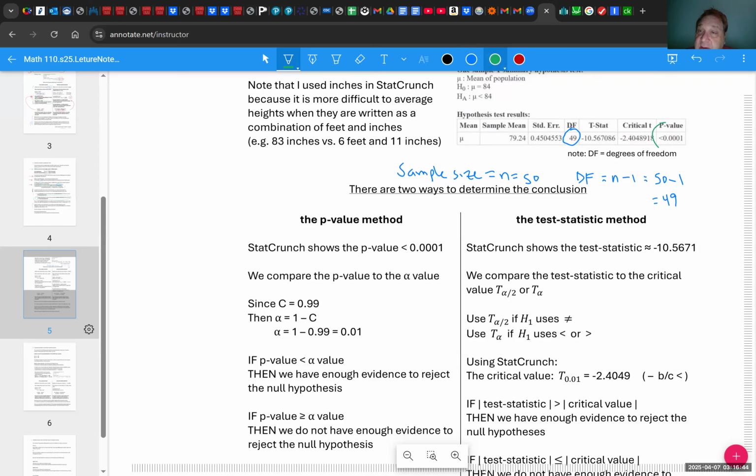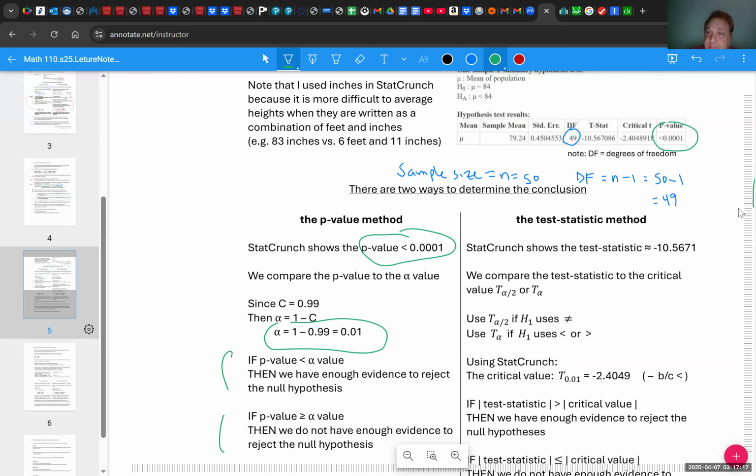Our p-value right here is less than 0.0001, so very, very small. So small that they don't even have a number for it. It's less than 0.0001. And the alpha value, remember that was the 1 minus 99%, that's the 1%. And once again, if the p-value is less than the alpha value, we have enough evidence to reject. If the p-value is greater than or equal to alpha, we do not have enough evidence to reject.